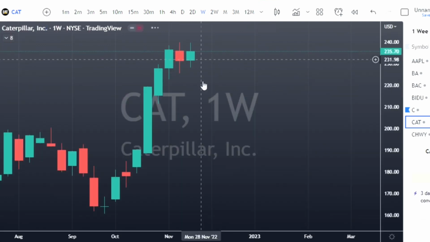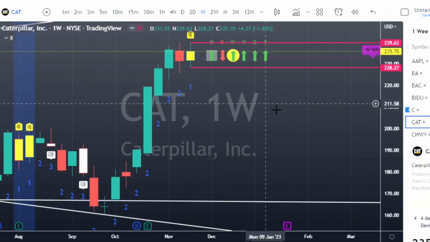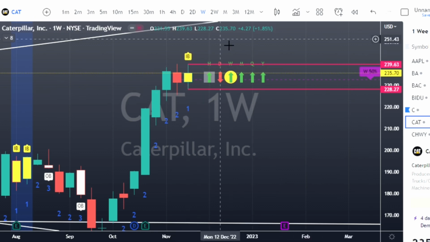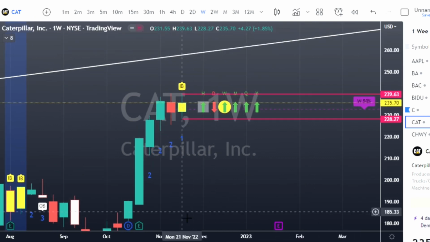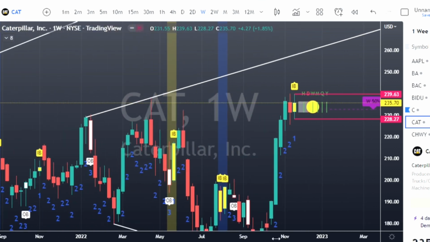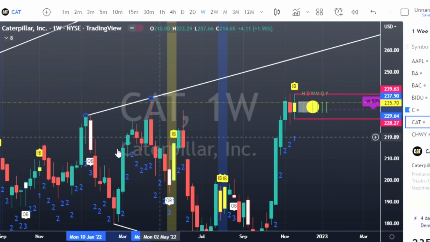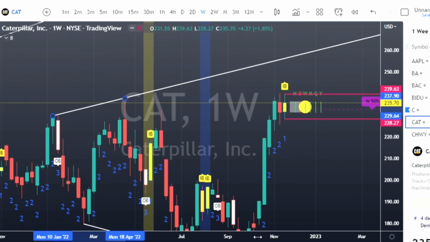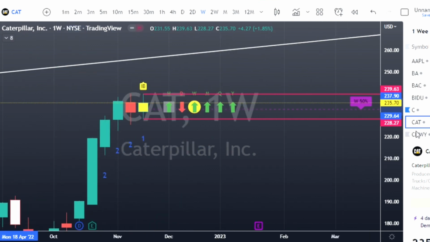Cat with an inside bar. So we can look for calls on Cat at 239.63, puts at 228.27, and we are approaching the top of a broadening formation that was drawn all the way back in, again, I can adjust these however I want, back in January of 2022. So that is our inside bar setup on Cat.